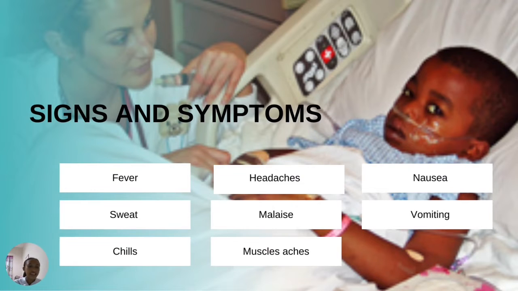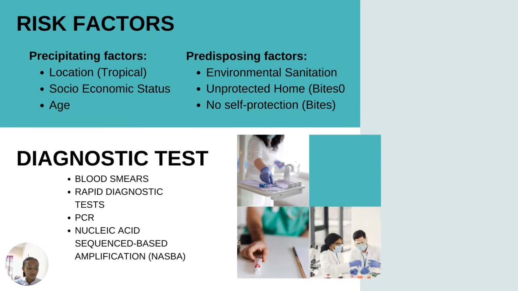So these are the signs and symptoms. We have the fever, the sweat, the chills, the headaches, the malaise, the muscle aches, nausea, and vomiting. The risk factors will be further discussed in the pathophysiology. We have the precipitating factors: the location, socioeconomic status, and the age. And the predisposing factors: the environmental sanitation, the unprotected home, and no self-protection.